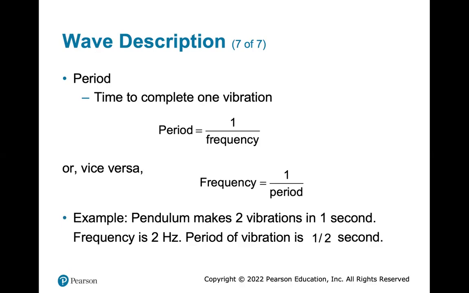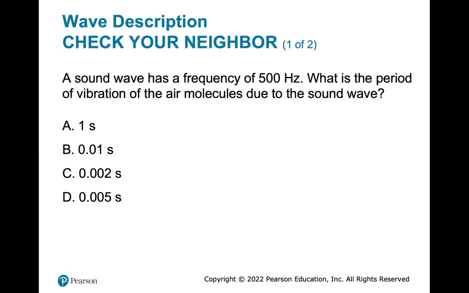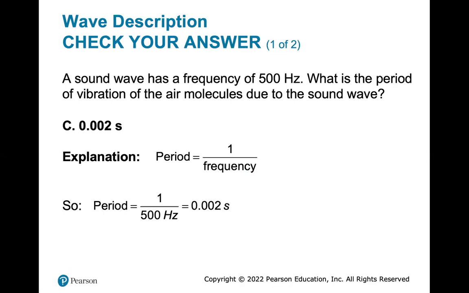As an example, a pendulum makes 2 vibrations in 1 second. The frequency is 2 hertz. The period of vibration is 1/2 second, since it's the inverse. Okay, a sound wave has a frequency of 500 hertz. What is the period of the vibration of the air molecules due to the sound wave? Well, 1/500 would be 0.002 seconds. So the answer is C. So 1/500 hertz is 0.002 seconds.